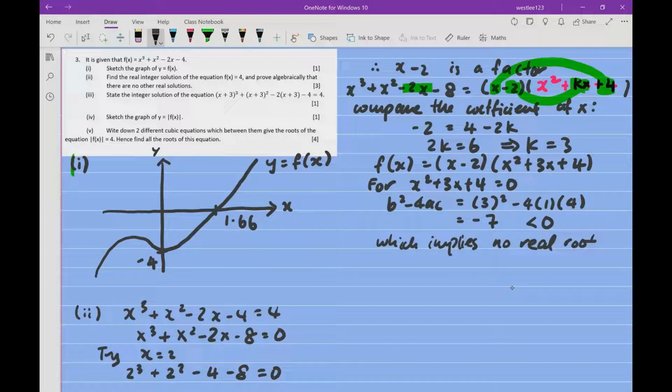Okay, so the quadratic factor x squared plus 3x plus 4 has no real roots. Therefore, the only root comes from x minus 2, which gives us 2. Therefore, the only root is x equals 2. So you can take a while, pause the video, and take down the working because I'm going to erase it.